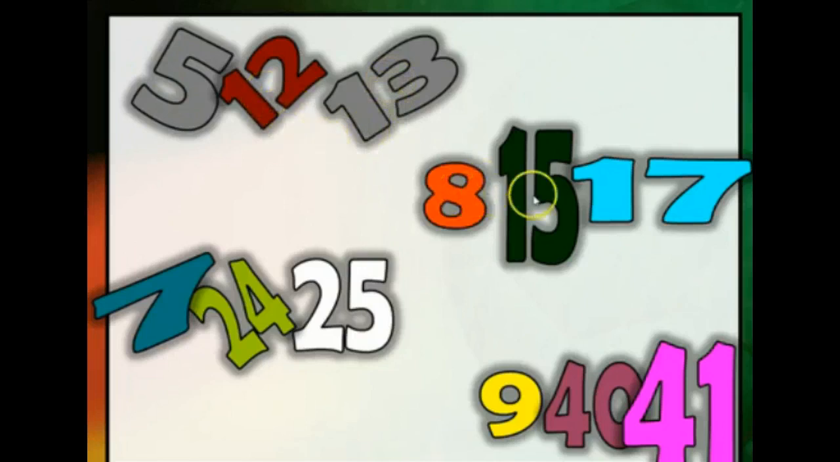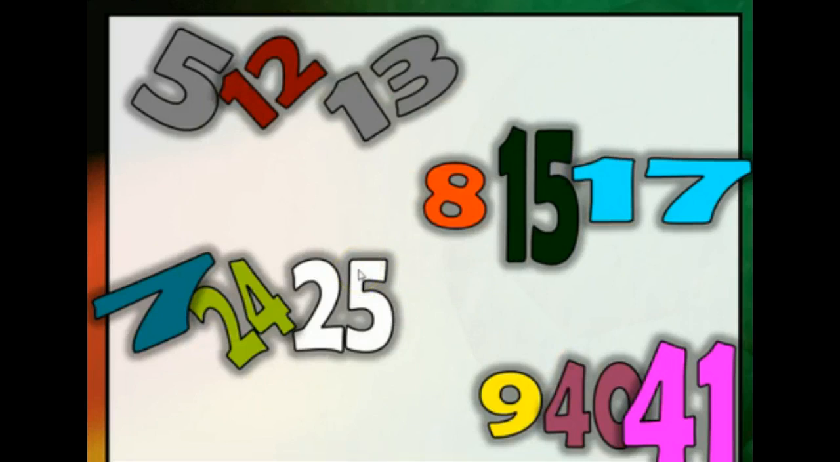And all the other ones: 8, 15, 17; 7, 24, 25; 9, 40, 41; and the one that's not on here is 3, 4, 5. So those are the 5 Pythagorean triple families that we discussed in class. And remember, there's a bunch of siblings that come from them.